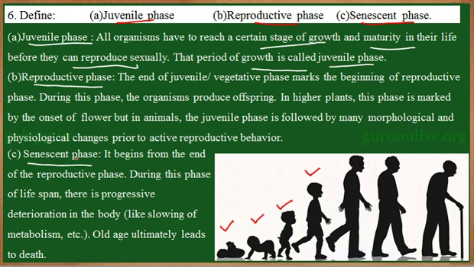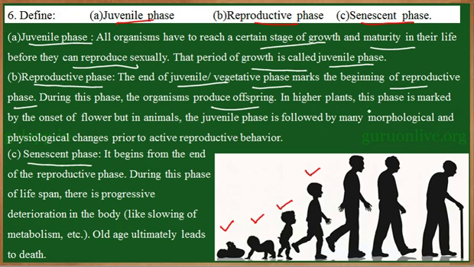Now the reproductive phase. The end of the juvenile or vegetative phase marks the beginning of the reproductive phase. Now this period is called as reproductive phase, where an individual gains sexual maturity and can reproduce or give rise to a new organism. So this phase is called as reproductive phase. So during this phase, the organisms can produce or they can give rise to new individuals.